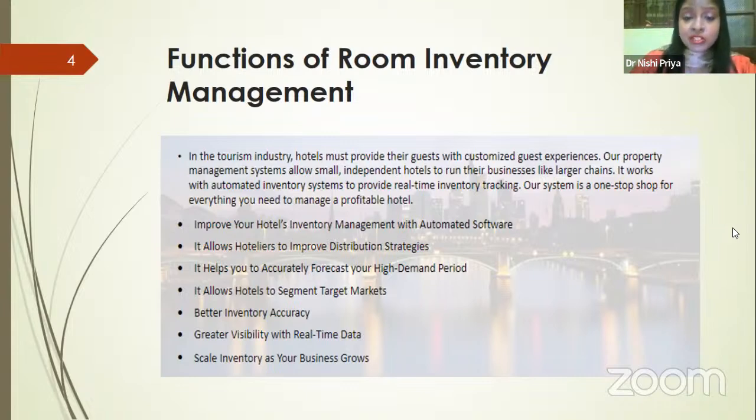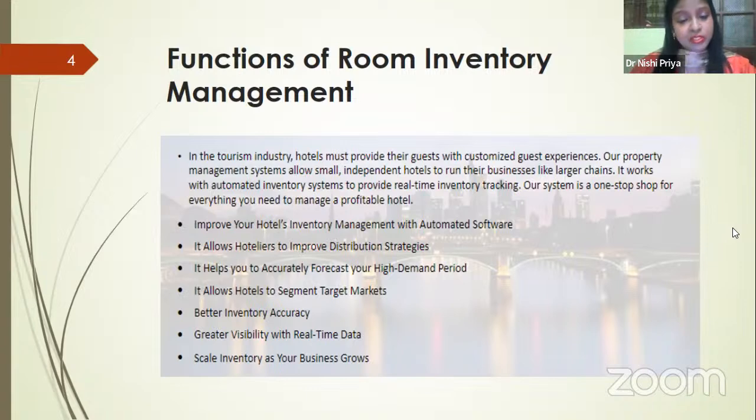Automated hotel inventory management software, of course, allows the hotelier to improve distribution strategies. These are the strategies or decision making which a hotel must take once they have seen how the hotel business is running. And that is possible when you have an inventory management system established in your hotel. It accurately forecasts your high demand periods.